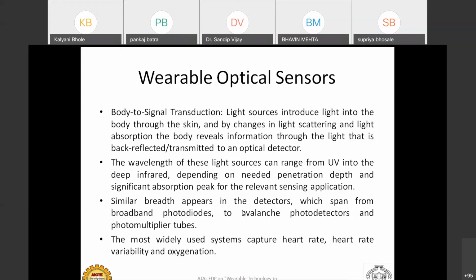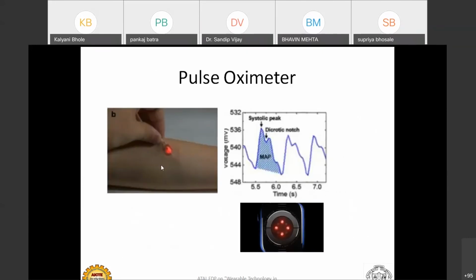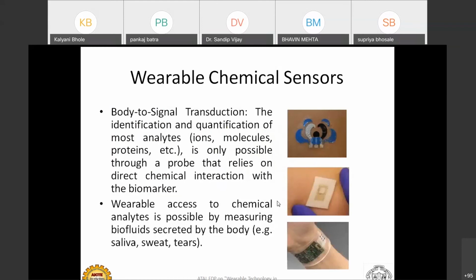The most widely used systems capture heart rate variability and oxygen saturation. So this is the pulse oximeter, just by using a few LEDs. You can see IR and red LEDs placed here. Most of us are using this technology in smartwatches. We have smartwatches, and in smartwatches this technology is already there: a pulse oximeter, which uses this optical sensor.